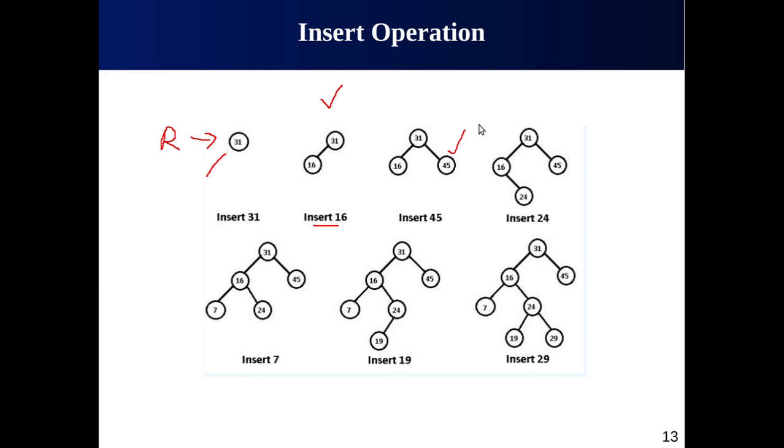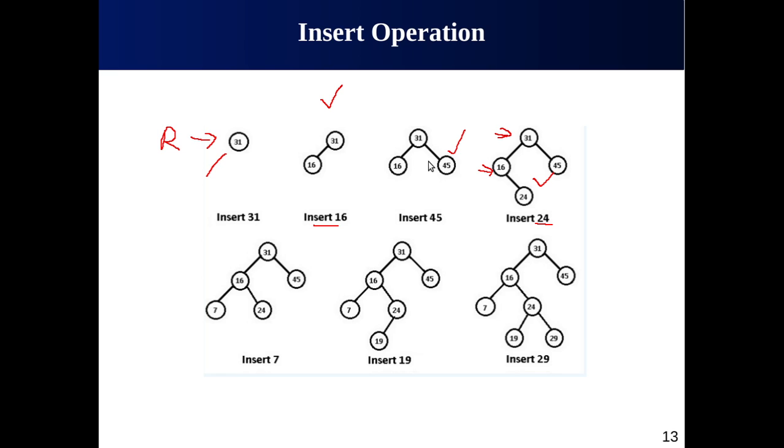Next, after insertion of 45, we are asked to insert another node, that is 24. Repeat the same process. First, compare 24 with the root node. Is it less than 31? Yes. So come to the left hand side. Compare it with 16. Is it less than 16? No. Is it greater than 16? Yes. So you have to come to the right hand side. As we have no subtrees here, 24 will be inserted here in the appropriate location.